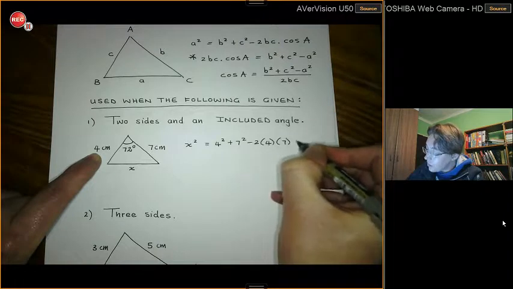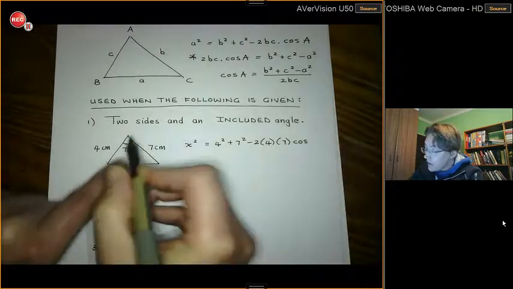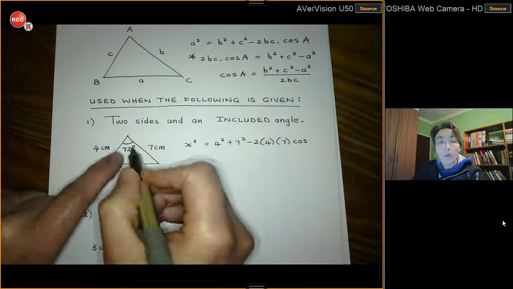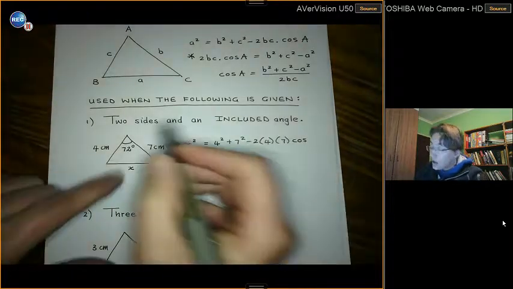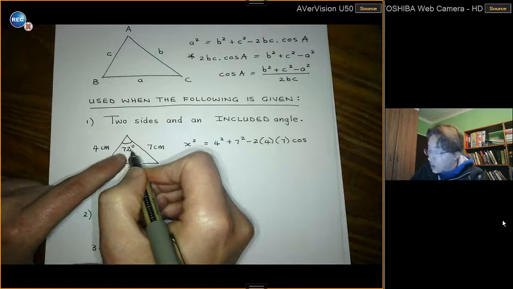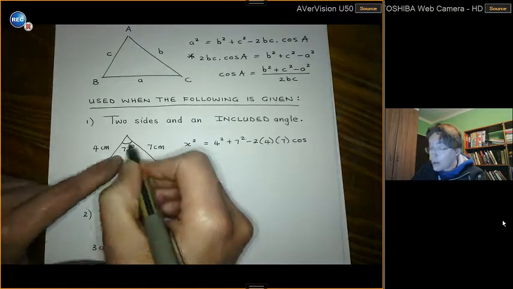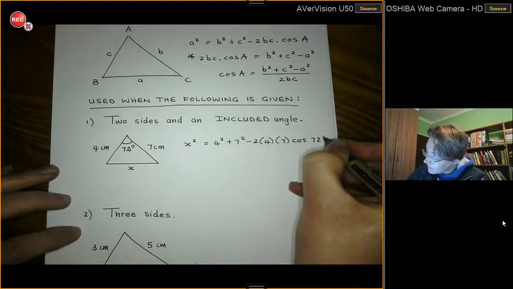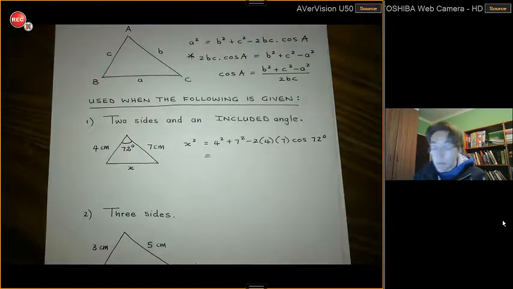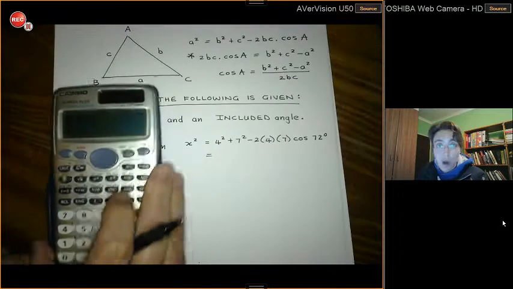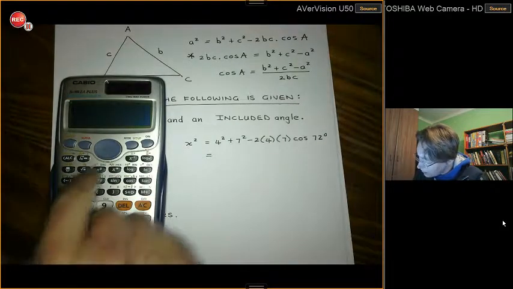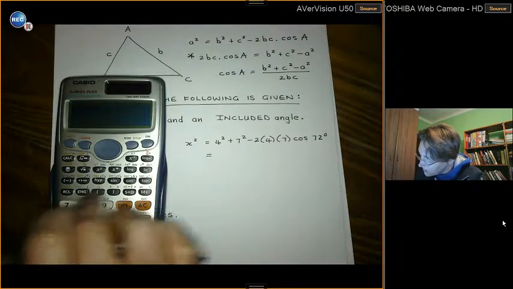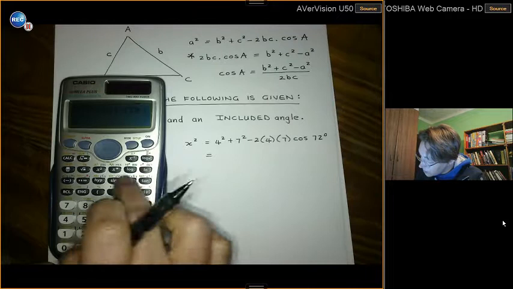And then very important, it's the cos of the included angle, which is then specifically the angle opposite that side that I want to calculate. So the cos of 72 degrees. Now, when I type this in, be very careful because this is a very common mistake. I go 4 squared plus 7 squared minus 2 times 4 times 7, and then cos of 72.